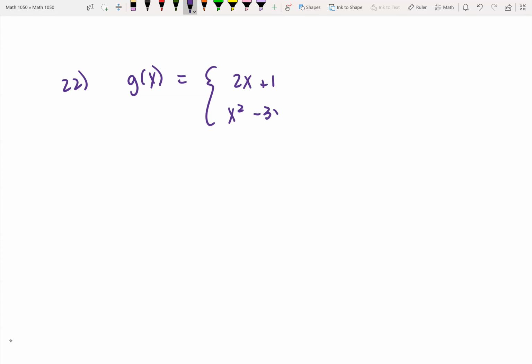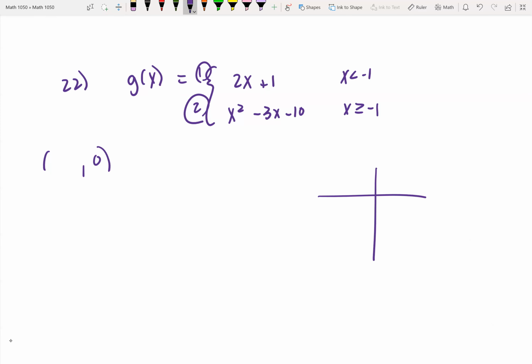This question came up on a midterm or a final, and tons of my students missed it. It says find the x-intercept. Well, you find the x-intercept when y is 0. But I have 2 equations, so I don't know which equation to use. So guys, look at that, 2x plus 1.